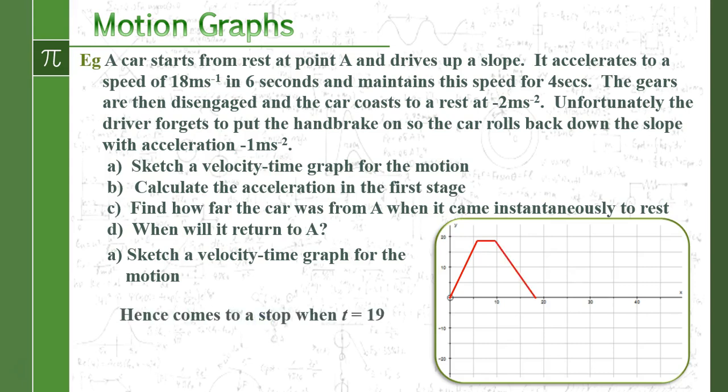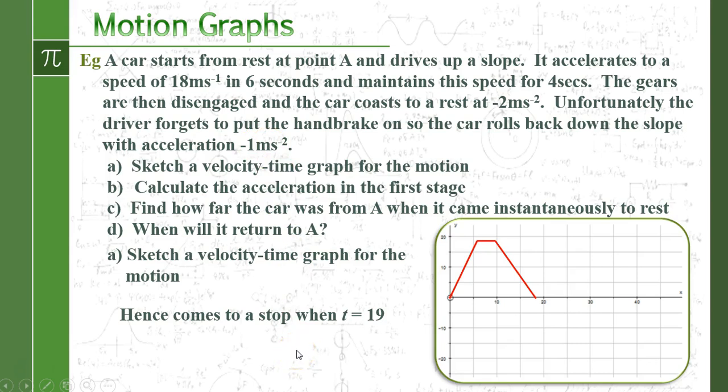Then it's going to come up to a stop when t equals 19. So we've gone from t equals 10 here, 9 seconds to decelerate, and we've gone to t equals 19. Okay, so for our next section of the graph, the driver forgets to put on the handbrake, so the car rolls back down the slope, acceleration of -1 meter per second squared.